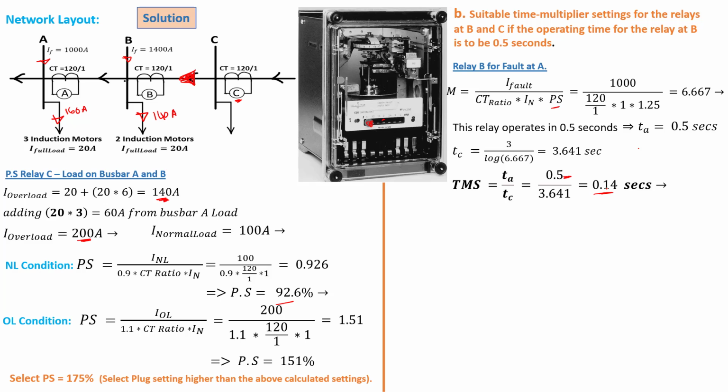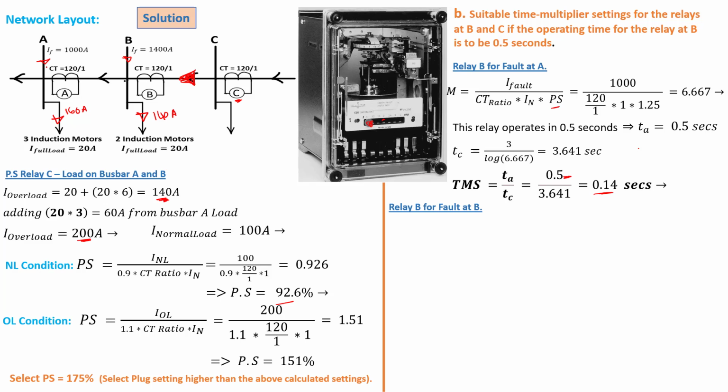This is important. Remember, this TMS here is based on this relay reacting to the fault on bus bar A. Now we need to calculate the actual time that this relay needs to react based on the fault on B and also based on the fault on A. But the TMS that we're going to use to calculate the actual time is based on the fault on A. You have to understand that.